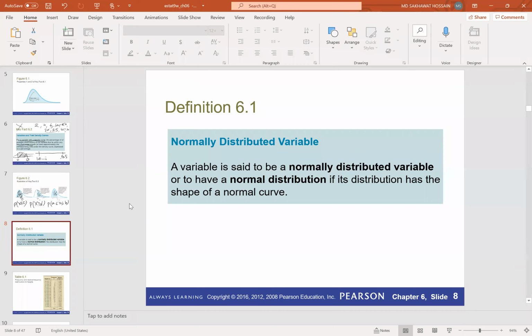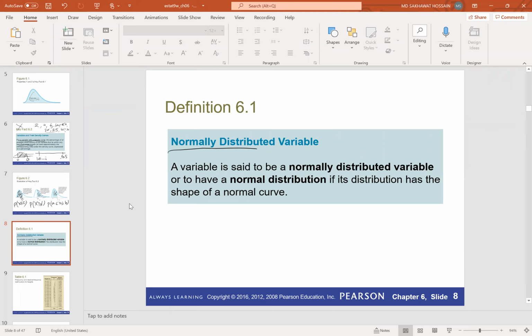Okay, so that covers the facts for any random variable and its density curve. Now we'll discuss normally distributed variables. This is a specific, particular random variable, the normal random variable, and we'll discuss the distribution of a normal random variable.